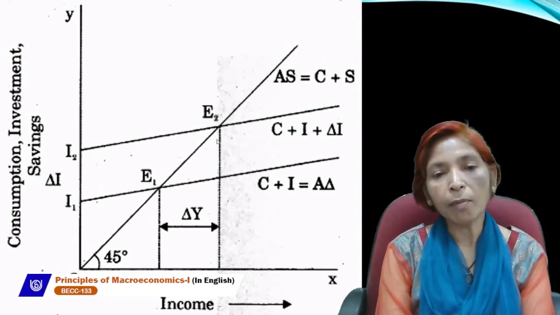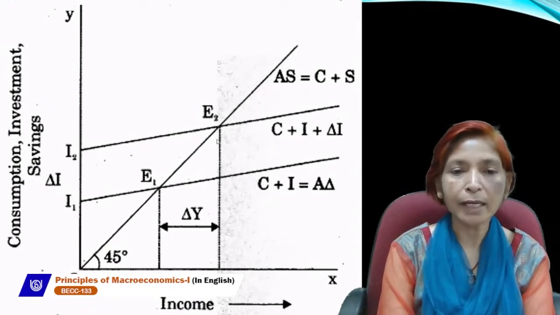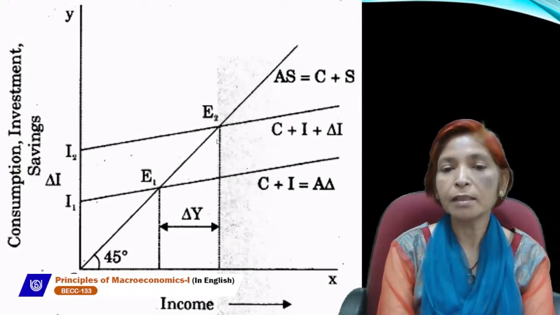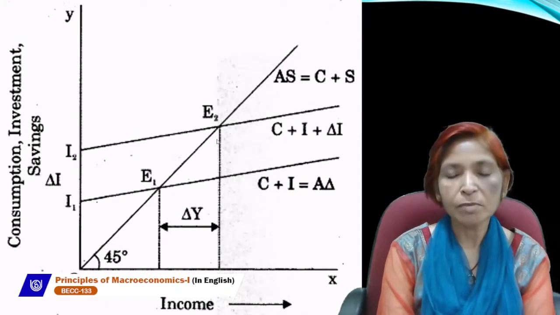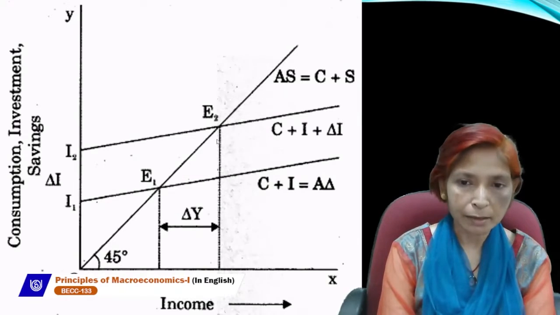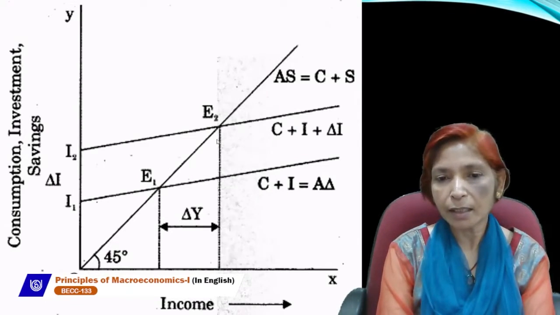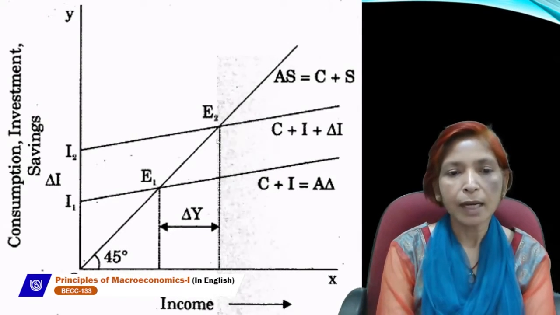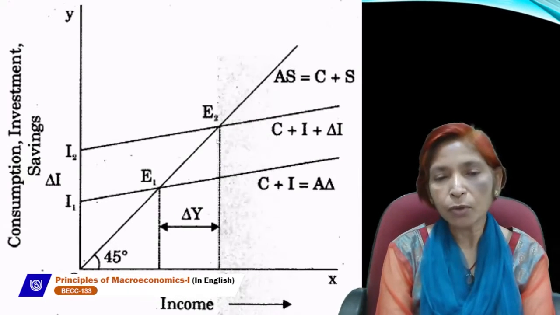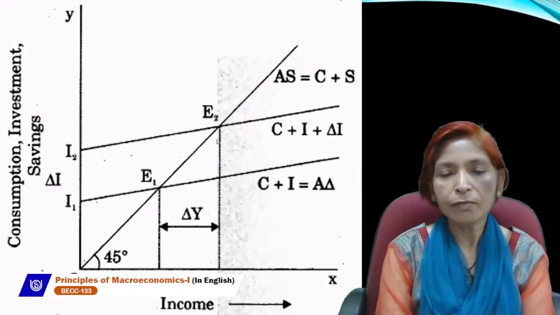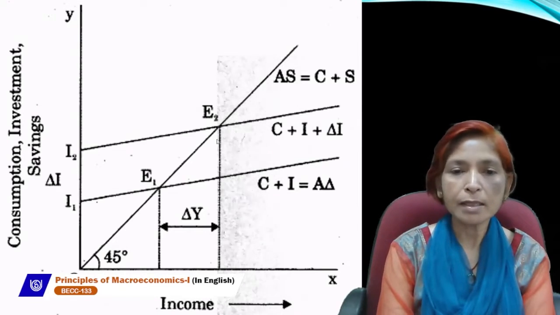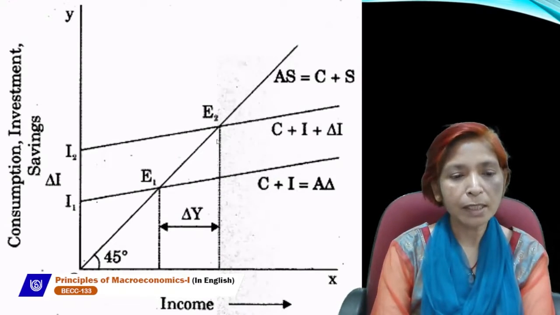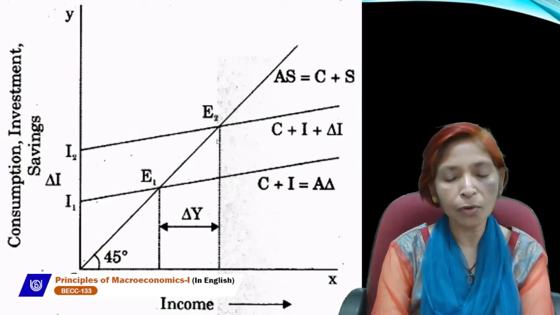Now, if we want to show the multiplier effect with the help of this diagram, then we will change aggregate demand, because in aggregate demand, investment is included. Investment is a component of aggregate demand. Then we will change investment by delta I. Then this aggregate demand curve or this line will shift upward and the new equilibrium point will be E2, where this new aggregate demand curve, which is C plus I plus delta I, intersects the aggregate supply curve. That equilibrium point is E2. At this point, income level will increase from OY1 to OY2.